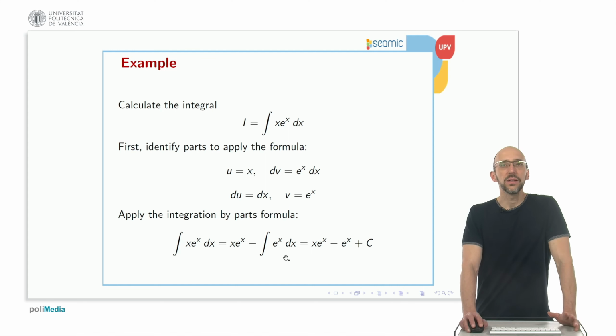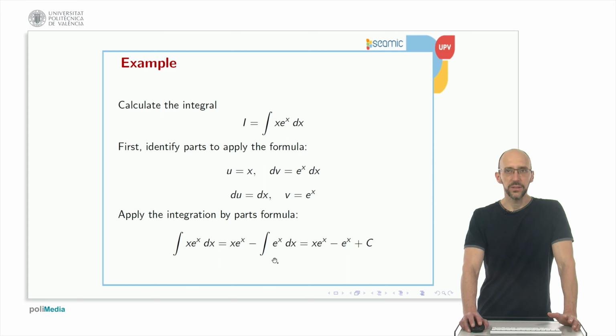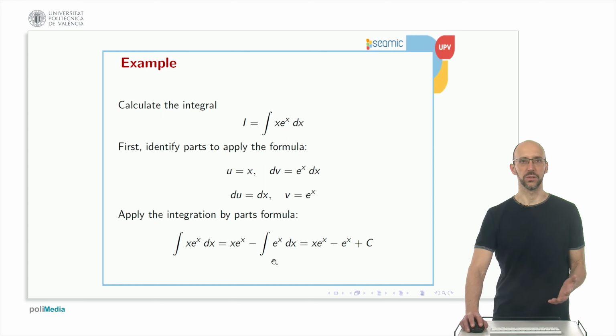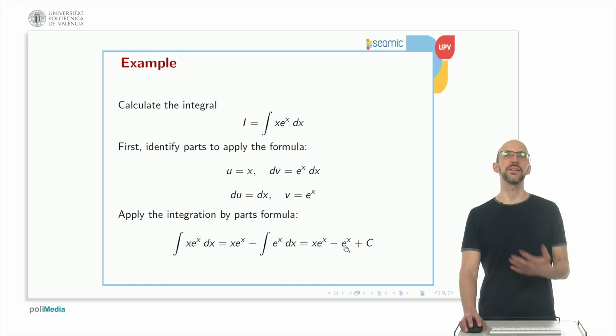Okay, so guys, this integral that I obtained here is easier. So I can continue the process. The integral of e to the x is e to the x, and I just finish, because this part that appears in the formula is already integrated.